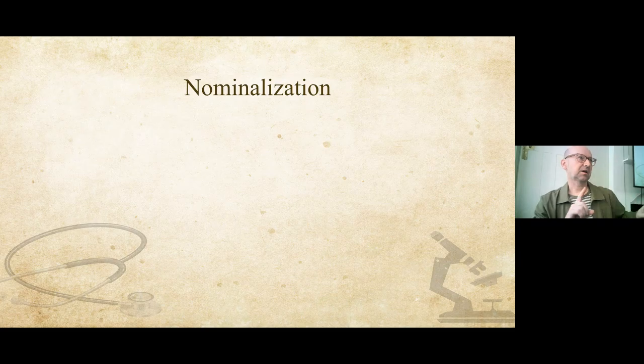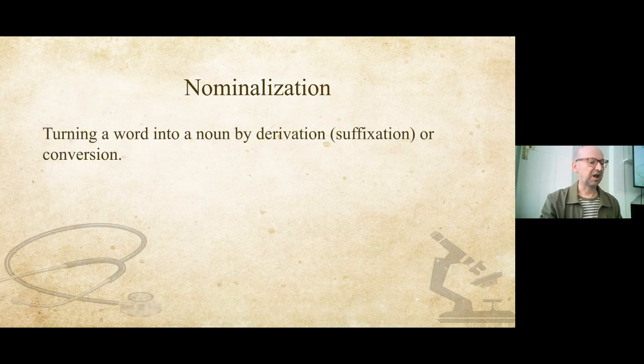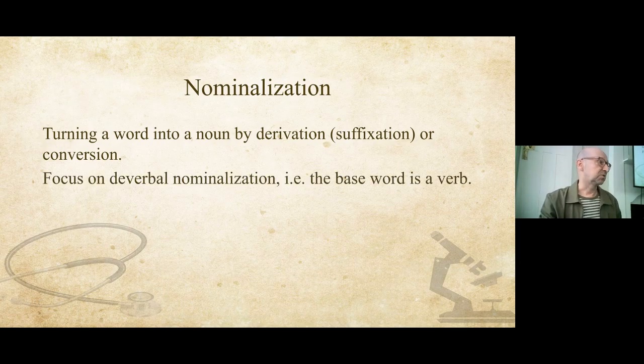Now I'll look at one aspect for each of these four categories and quickly pass through the slides with the data on the others. So nominalization, very quickly, means turning a word into a noun by derivation, which means suffixation in English, or conversion, and focuses on deverbal nominalization. So the base word is a verb. So basically from to arrive to arrival.